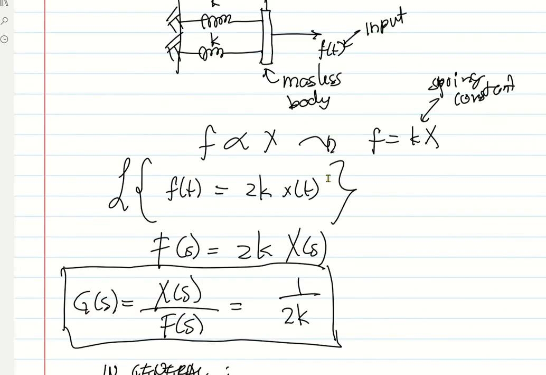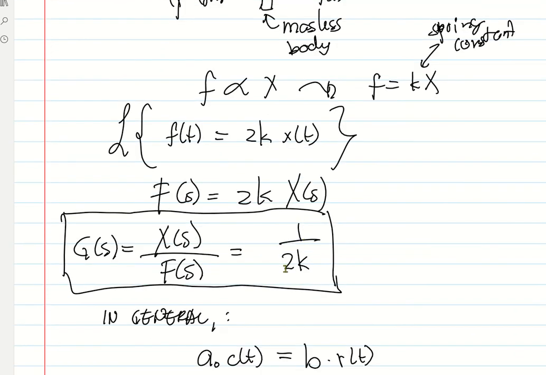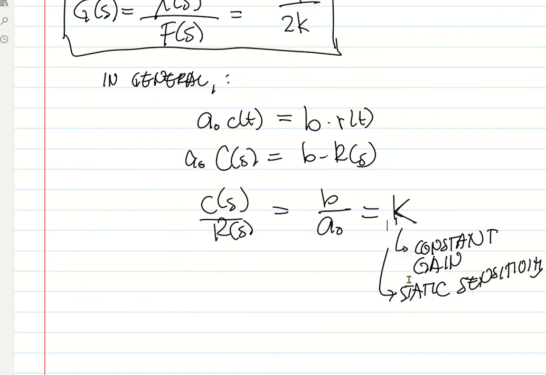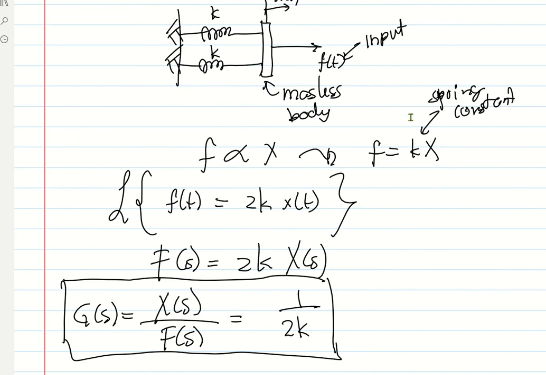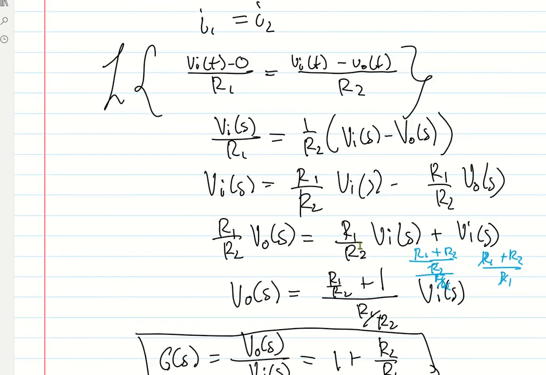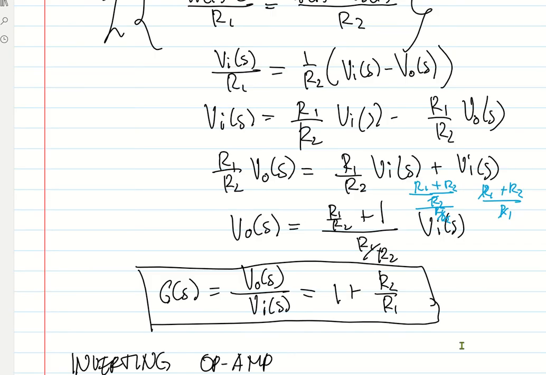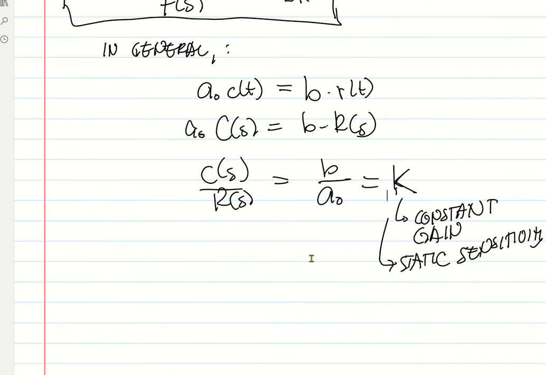And for this example, for a mechanical system, the static gain is 1 over the spring constant. It's a different k here. This is k of constant gain. This is a k for spring constant. For an inverting op-amp, this is the static gain. And also for a non-inverting op-amp, this is the static gain. They are all constant. They do not change with respect to time. So that is a zero order system.